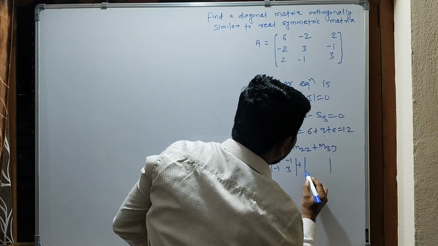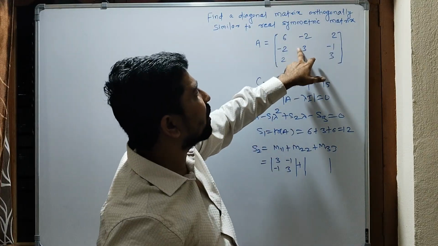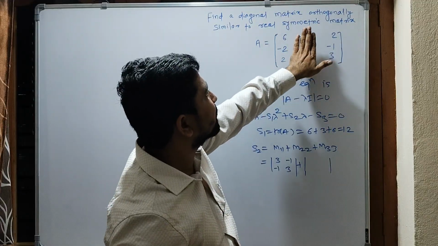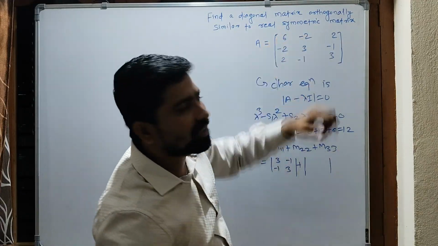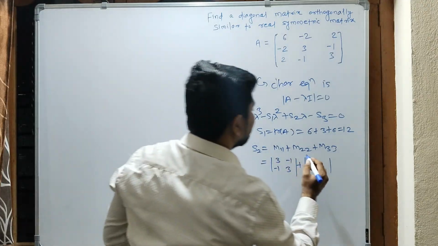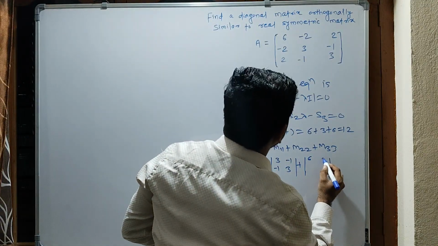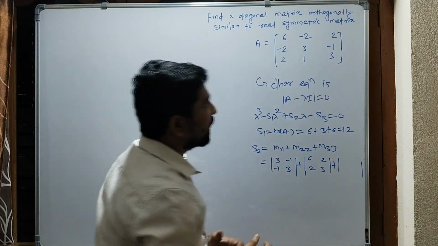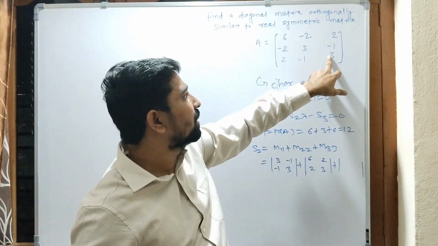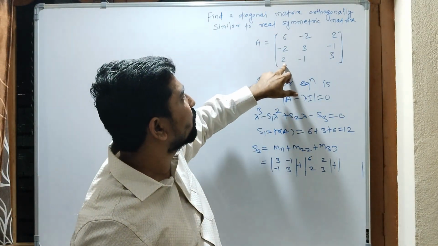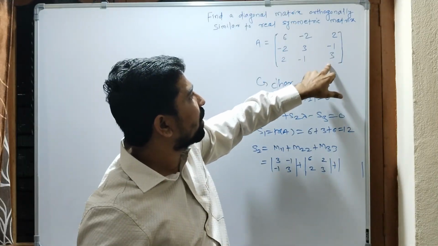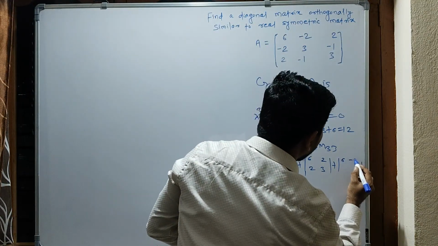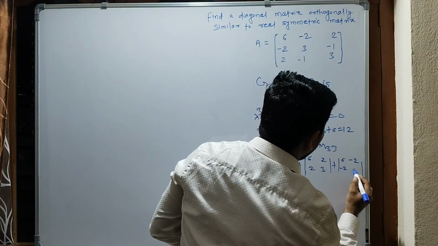Now we have to find the minor of this element, m22. Hide the second row and second column, and take the determinant of the remaining: 6, 2, this is 2 and 3. Now I want to find the minor of m33. Hide the third row and third column, and take the determinant of the remaining, that is 6, minus 2, minus 2 and 3.